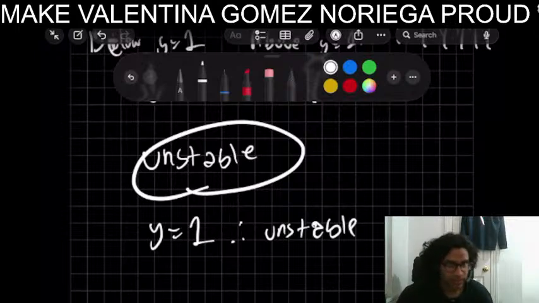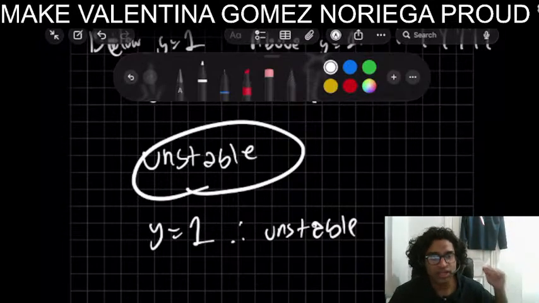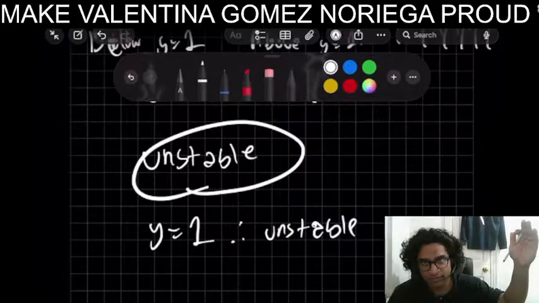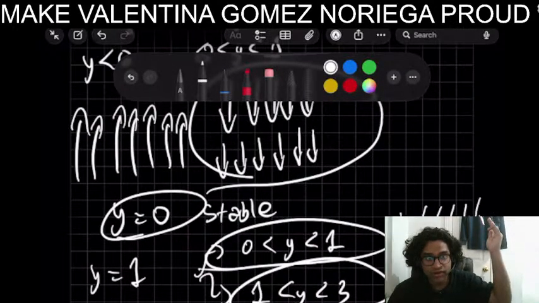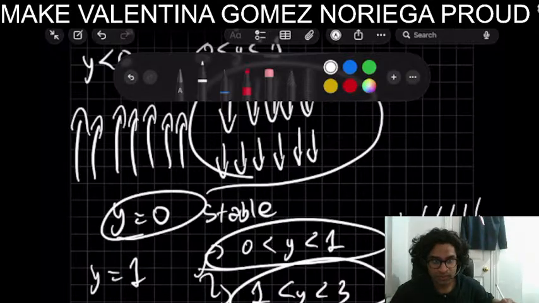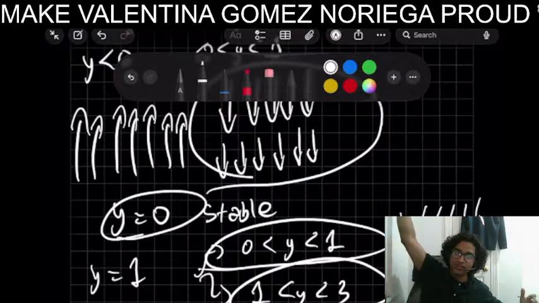Why is it unstable? Again, the only reason it is unstable is because the ones below are going below and the ones above are going above. On y equals 0, we had the below going above and the above coming below. I don't know if you understood, but if you didn't, that's fine. It's like rain falling and the water pressure going up. Think of it like something from above coming down and something from below going up.